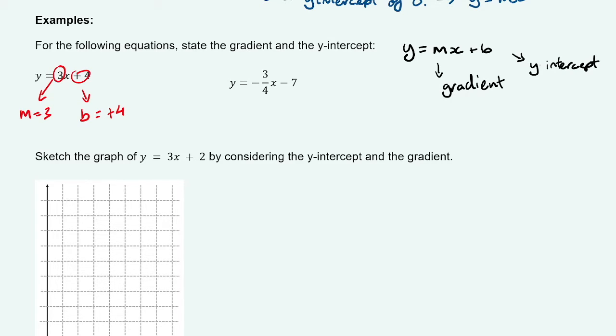Let's look at the next one. Same basic idea. We're going to see where the m part of the equation is and where the b part of the equation is, and identify those numbers. So here's our m part. That negative sign actually belongs to the m part, so it is minus 3 over 4 for this one. And then here's our b, and in this case, b equals negative 7. Absolutely as easy as that in terms of identifying where those bits are of your equation.